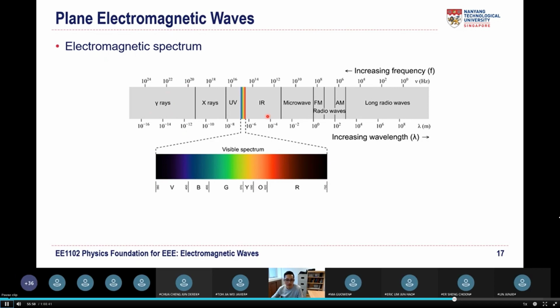Okay. And on the other side, you have infrared. That means beyond red. Ultraviolet means beyond violet, right? And infrared means below red. And then you have microwaves and then radio waves and so on and so on. So that's the electromagnetic spectrum.